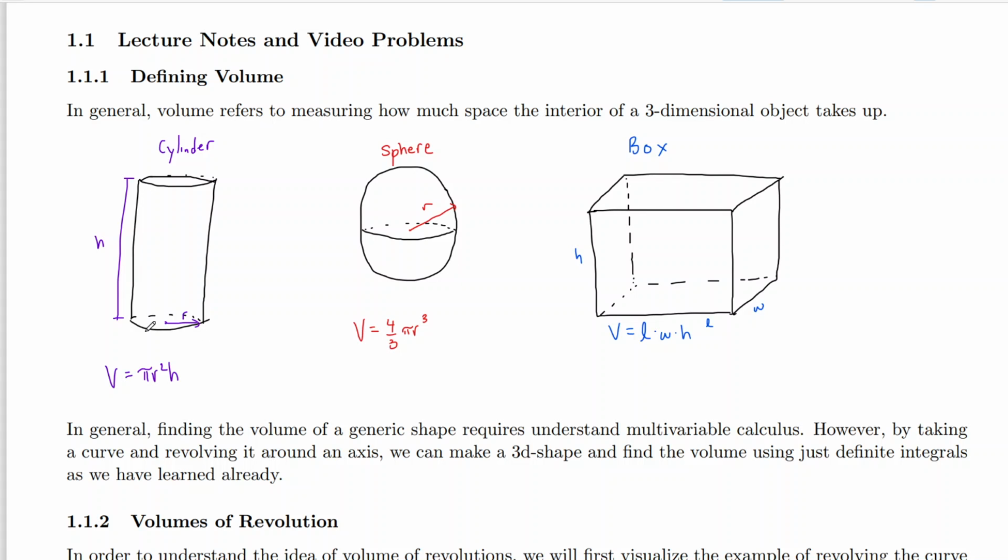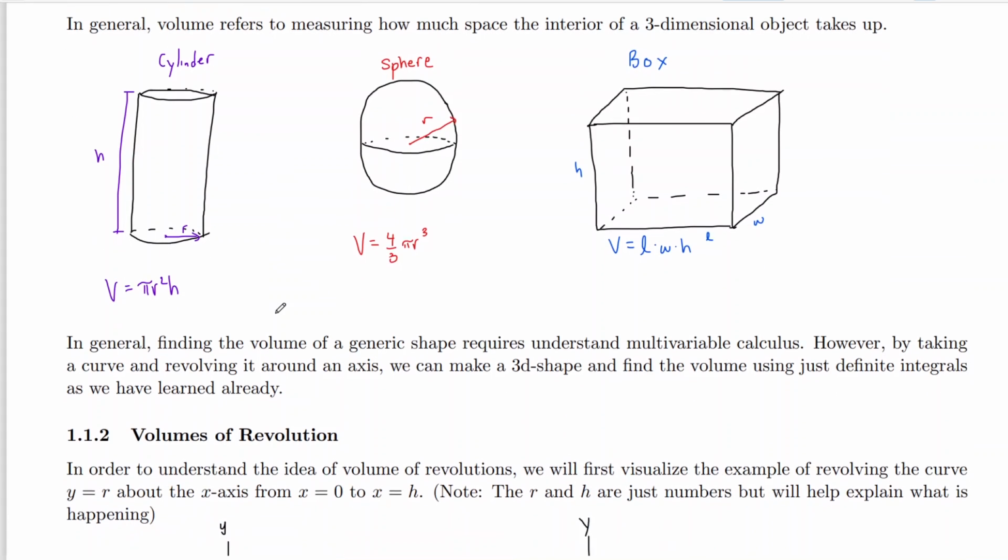The volume is asking how much space this is taking up. How much room is it taking up in a place, in a room, wherever you are. But we're not talking about just the surface, but of course the inside as well. Right? So in general, finding the volume of a generic shape requires a little more calculus than we know.